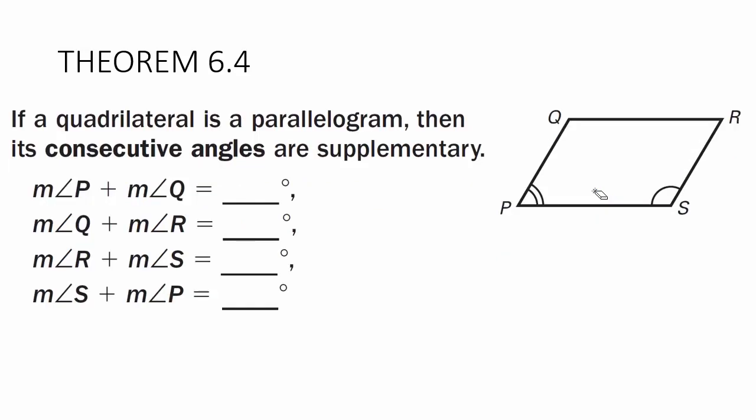Theorem 6.4. If a quadrilateral is a parallelogram, then its consecutive angles are supplementary. Consecutive means to follow continuously. So in this case, angle P and angle Q are consecutive angles, and angle P plus angle Q is equal to 180 degrees. Angle Q and angle R are consecutive angles, and angle Q plus angle R is 180 degrees. Angle R and angle S are consecutive, and they add up to 180 degrees. And angle S and angle P are consecutive, and they add up to 180 degrees.